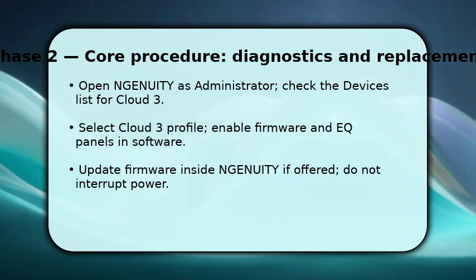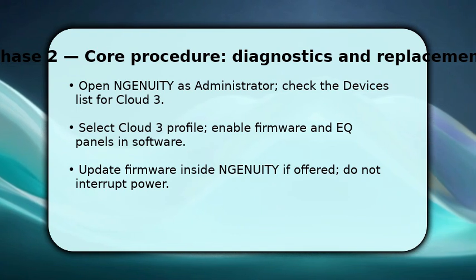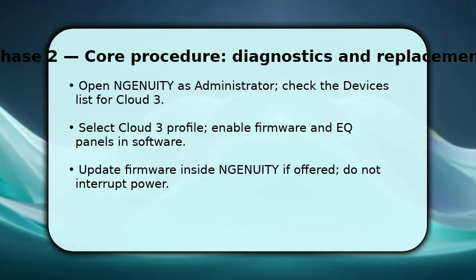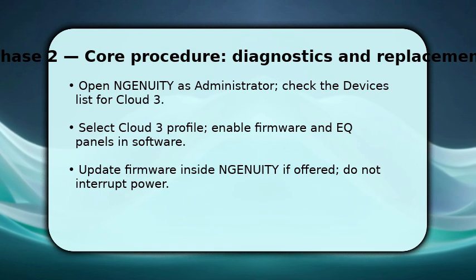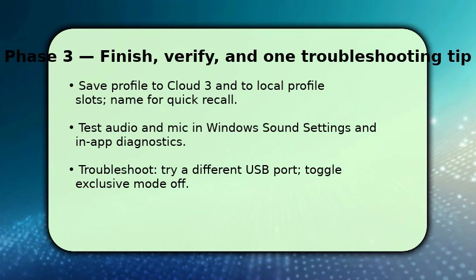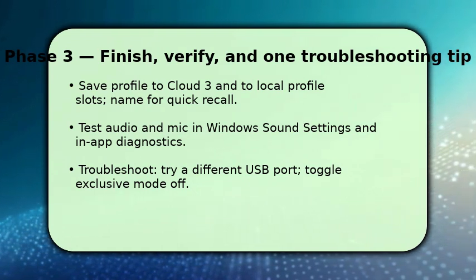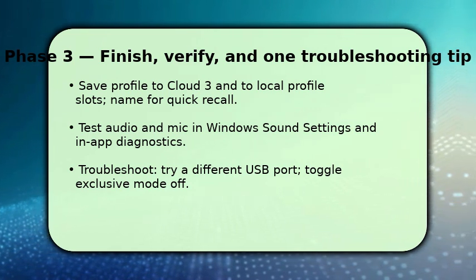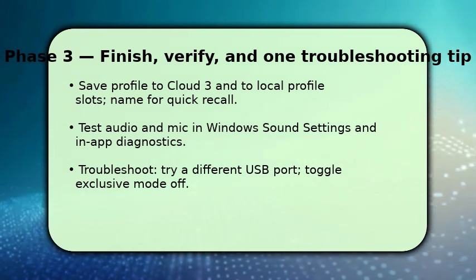Finally, adjust the EQ and mic settings. These changes write directly to the headset configuration, so confirm each change before moving on. After updating and tuning, save your profile to both the Cloud 3 device memory and a local slot so you can recall settings quickly. Then test audio and mic in Windows Sound settings and in Ngenuity Diagnostics.